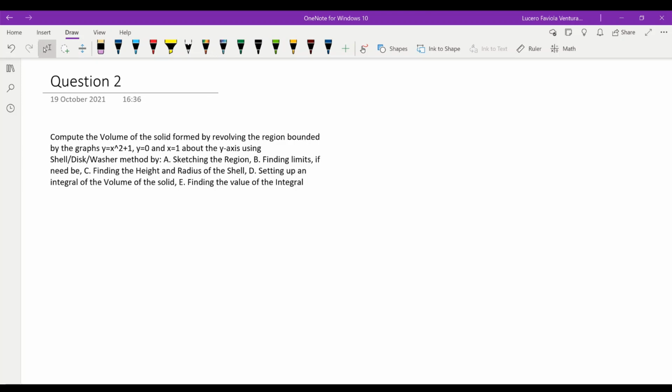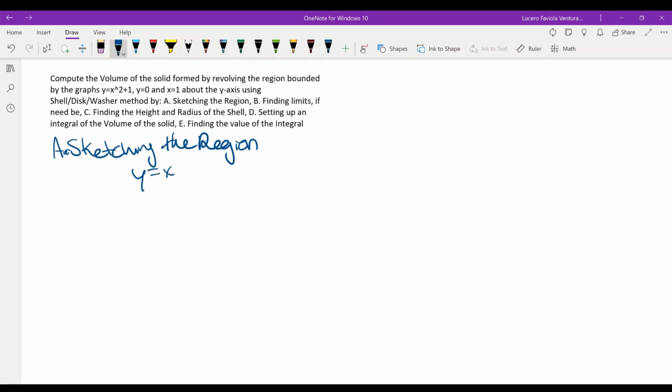So question 2 of exam 1 is asking us to compute the volume of the solid formed by revolving the region bounded by the graphs y equals x squared plus 1, y equals 0, and x equals 1 about the y-axis using shell, disk, or washer method by A, sketching the region, B, finding limits if need be, C, finding the height and radius of the shell, D, setting up an integral as the volume of the solid, and E, finding the value of the integral.